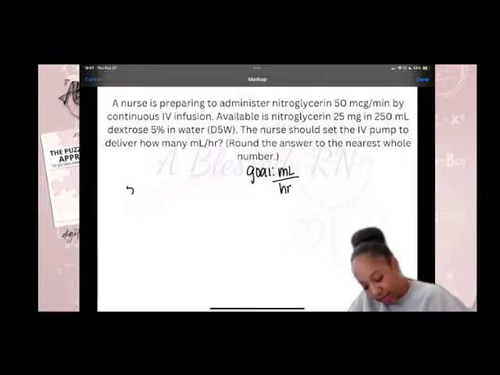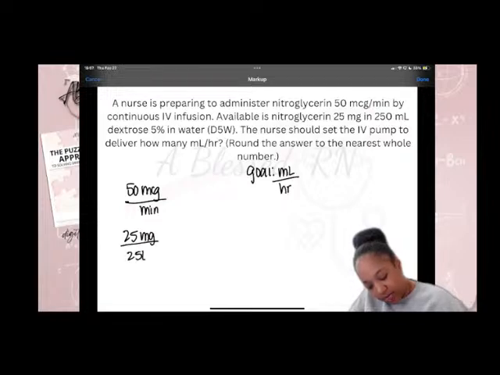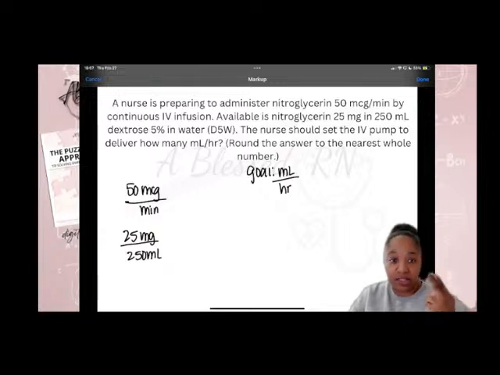We have 50 micrograms per minute that is prescribed. Our medicine is 25 mg in 250 mL, and that's all that we were given, right? What's together stays together. So how are we going to start this? What are we going to use for our first puzzle piece?